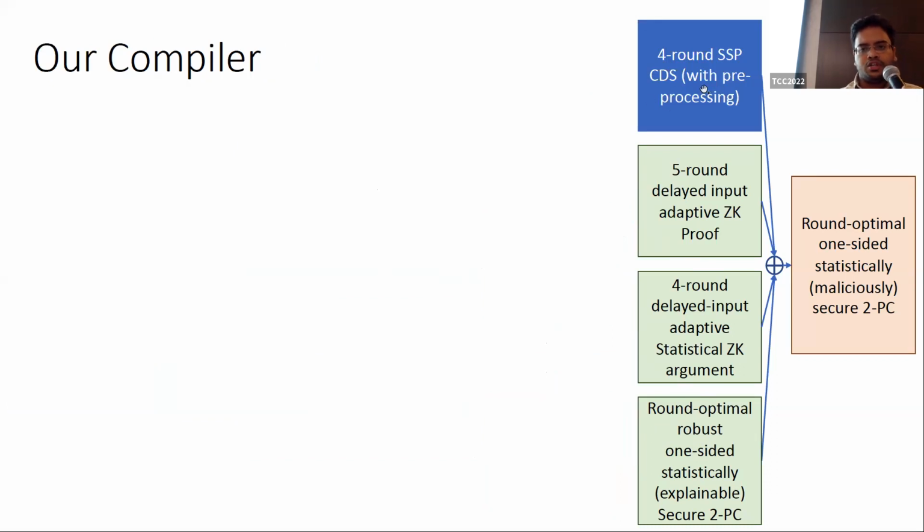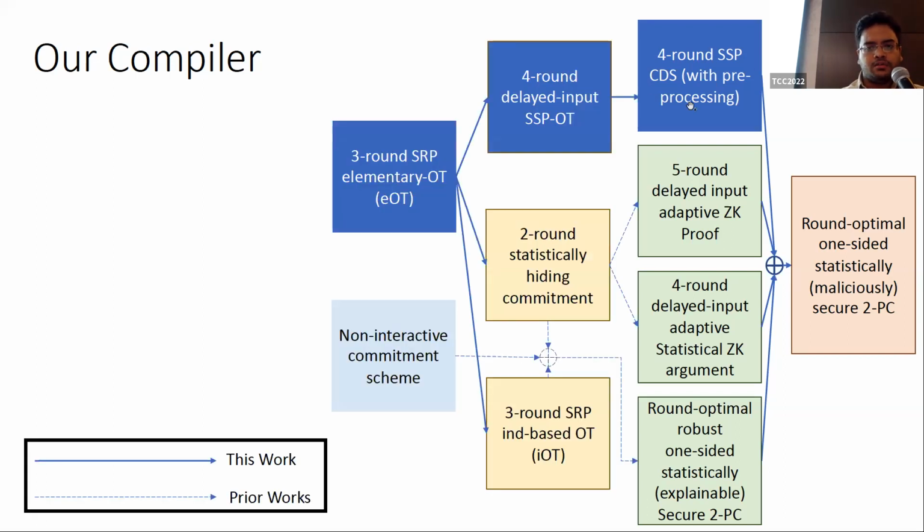So what we do is we show that you don't need a 2-round SSP CDS. Rather, you can work with a 4-round SSP CDS, where the first 2 rounds are basically pre-processing, or you can also call this delayed input. And we show that you can build the 4-round SSP CDS from our EOT. And you can also build the other primitives from this EOT and non-interactive commitment schemes. So essentially, we show that this 3-round SRP EOT and the non-interactive commitment scheme suffice to obtain the final result, this round optimal one-sided secure 2PC.